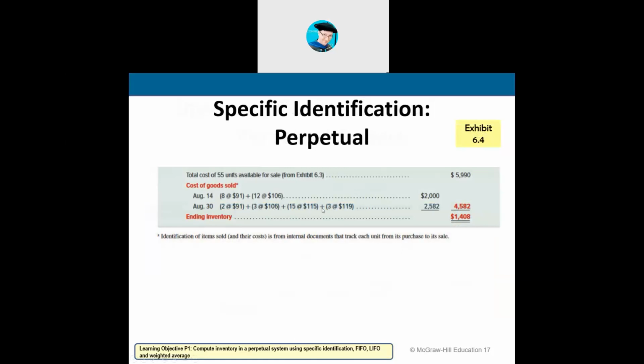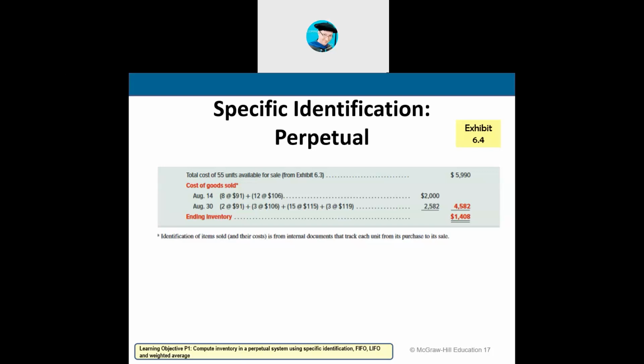Okay, so in this business, we're using specific identification. I guess each mountain bike is unique. Probably not what I would have selected, by the way, but that's okay. So this business likes to use specific identification.